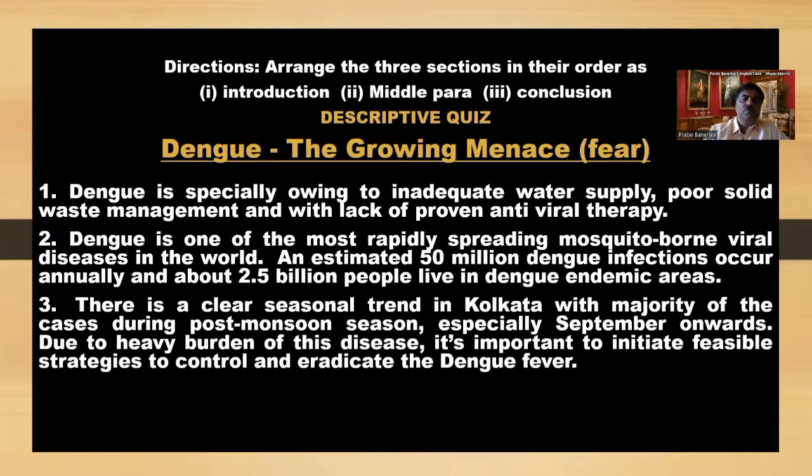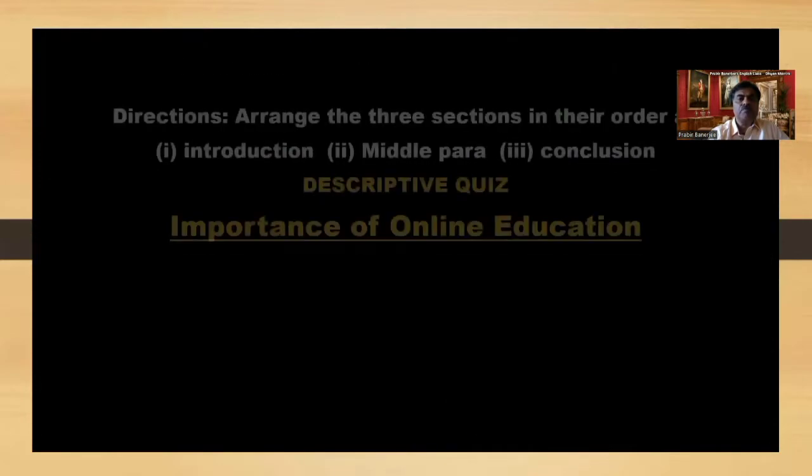Your time is up. Here is your answer. Answer sequence is 2, 1, 3. Section number 2 will come first as your intro, because dengue always comes in the intro part. Okay. And the second sentence will be section number 1, and the conclusion part is section number 3. Now we will take the next topic.